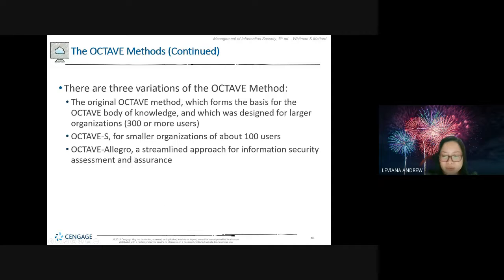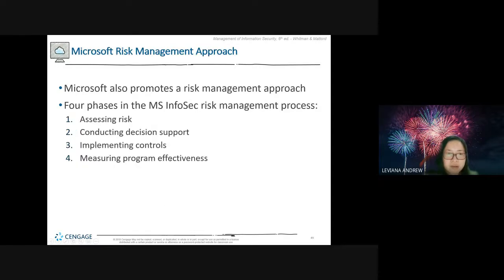Okay, this one is tak penting. Okay, Microsoft risk management approach. Okay, there are 4 phases in Microsoft Infosecurity risk management process. Number 1, assessing the risk. Number 2, conducting decision support. Number 3, implementing controls. And number 4, program effectiveness.